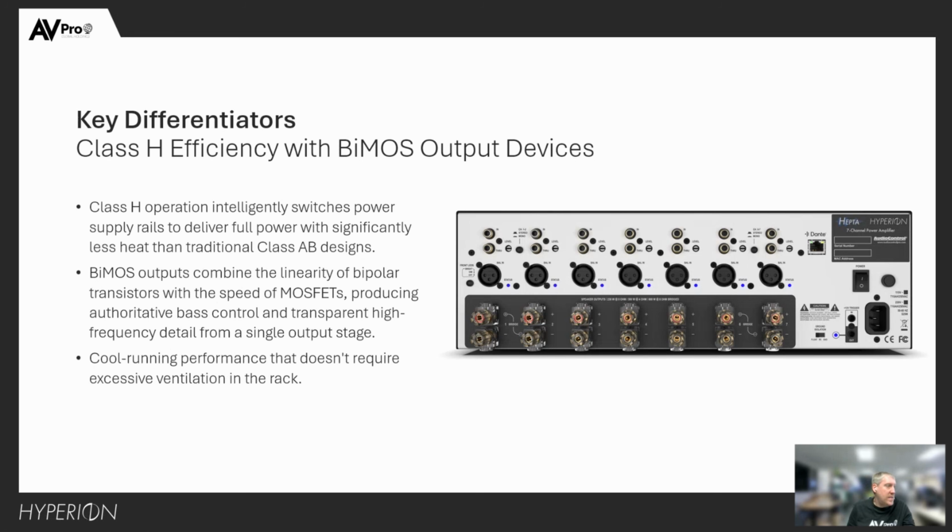Class H efficiency. So they actually run extremely cool, especially for as much power as they can produce. And so it doesn't require excessive ventilation in the rack or anything like that. They are really just more efficient and produce less heat than a typical class AB design would have.